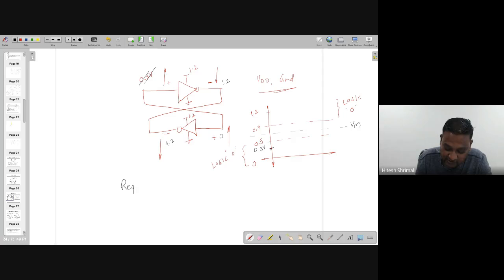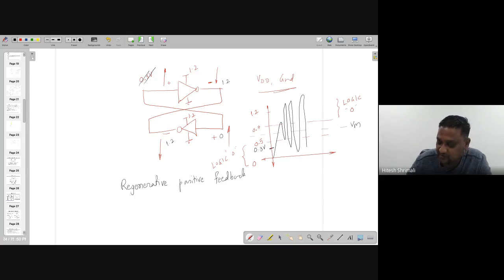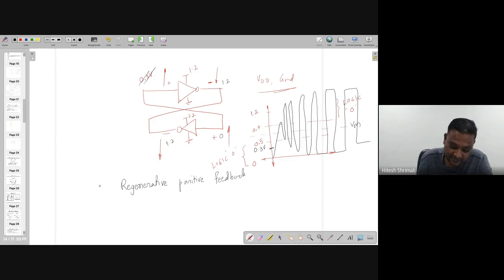So this thing is happening in an iteration. That's why it's known as regenerative positive feedback. Regenerative means the output is growing up. Okay, so this is the whole theory. This is called regeneration, right? So regenerative positive feedback is actually qualifying this as a latch circuit. You can also call it a regenerative positive feedback latch, regenerative latch, or positive feedback latch, whatever you like to call it.